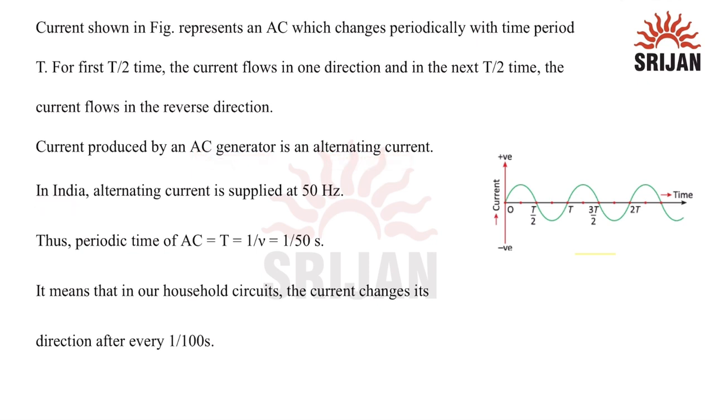In India, the alternating current is supplied at 50 Hz. Please remember this data. It is important. Thus, the periodic time of AC will be given by 1 upon frequency, that is 1 upon 50 seconds. It means that in our household circuits, current changes its direction after every 1 upon 100 seconds.